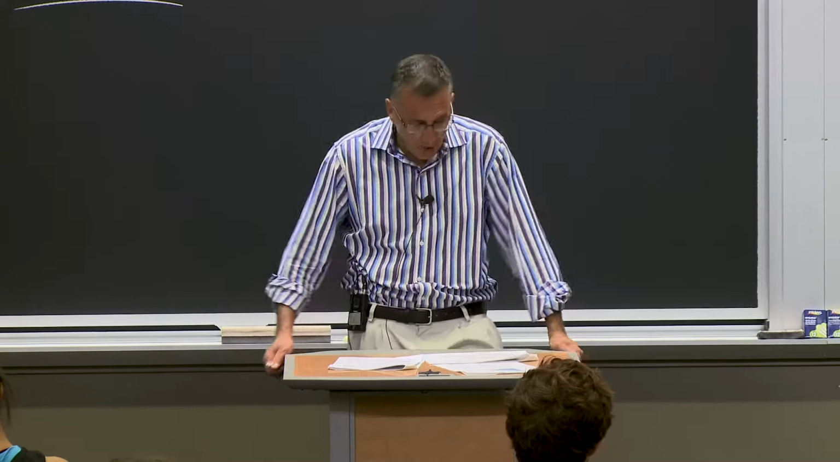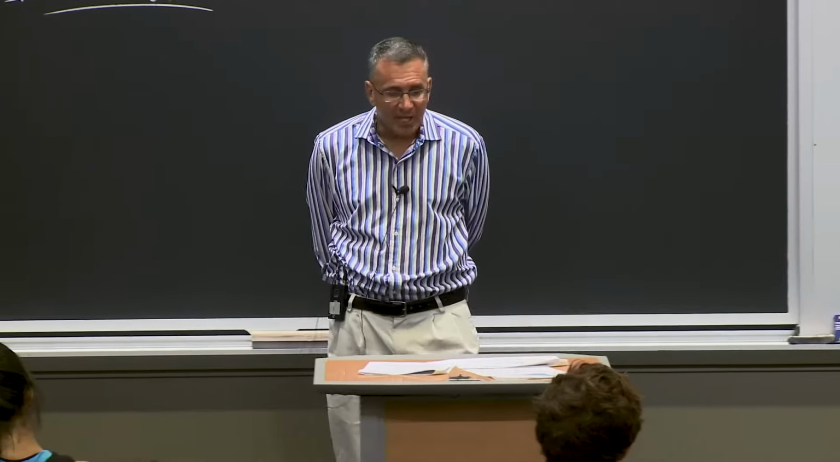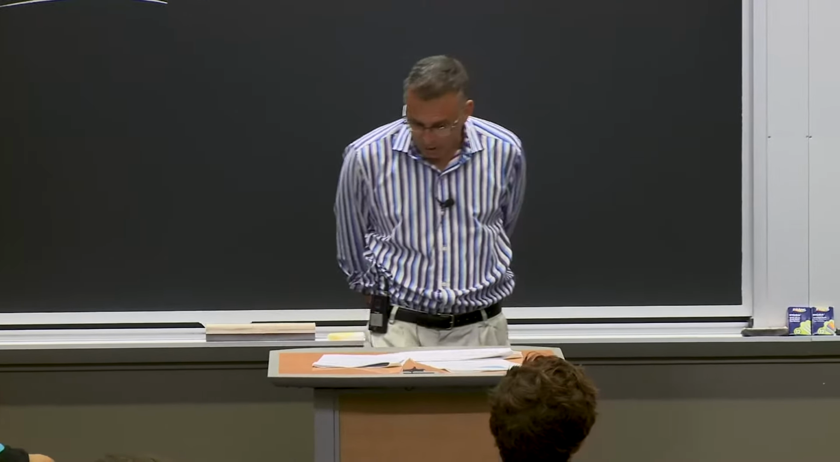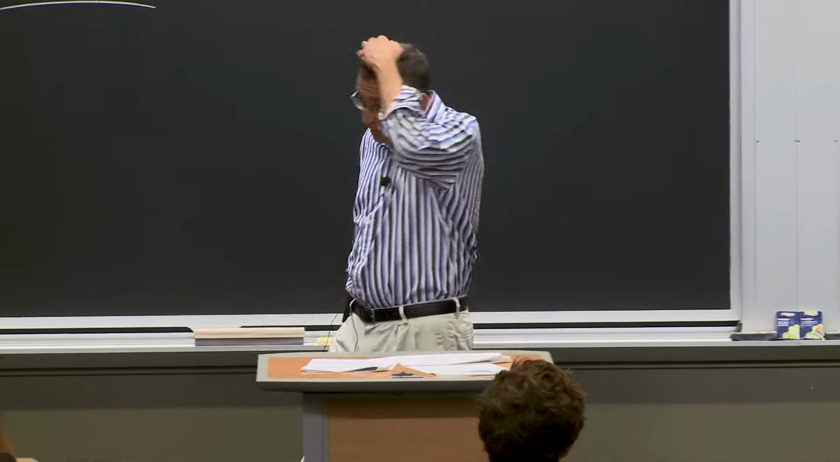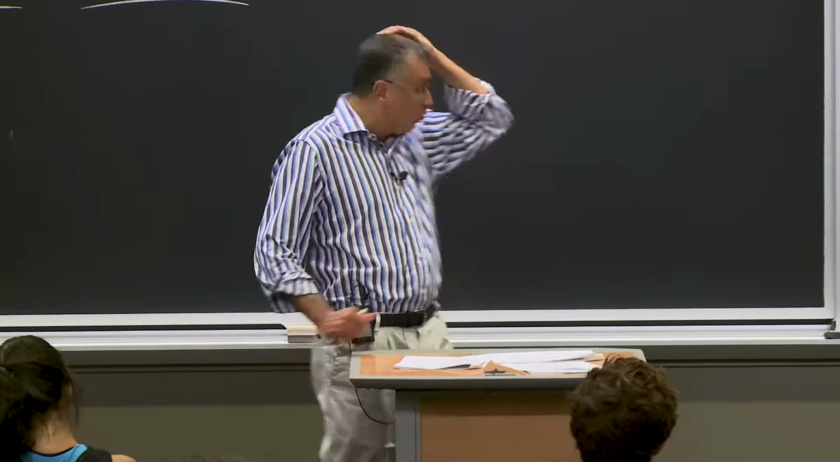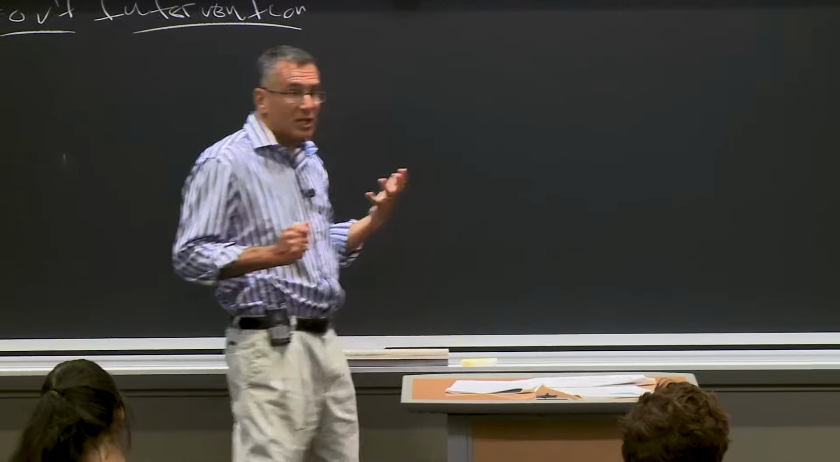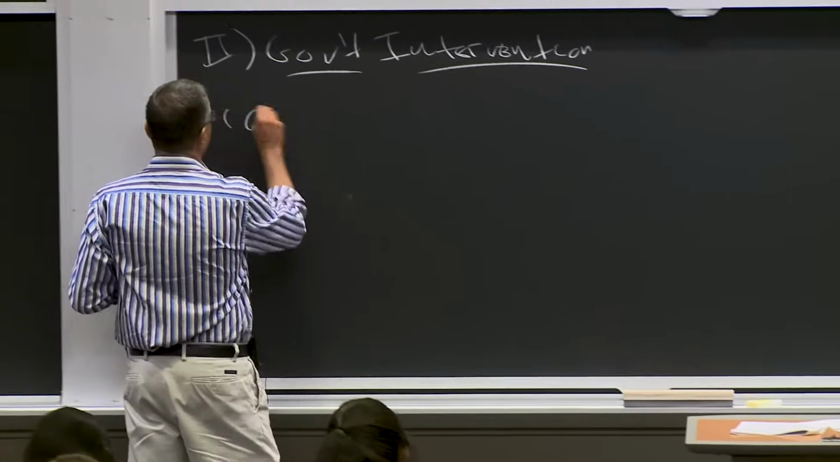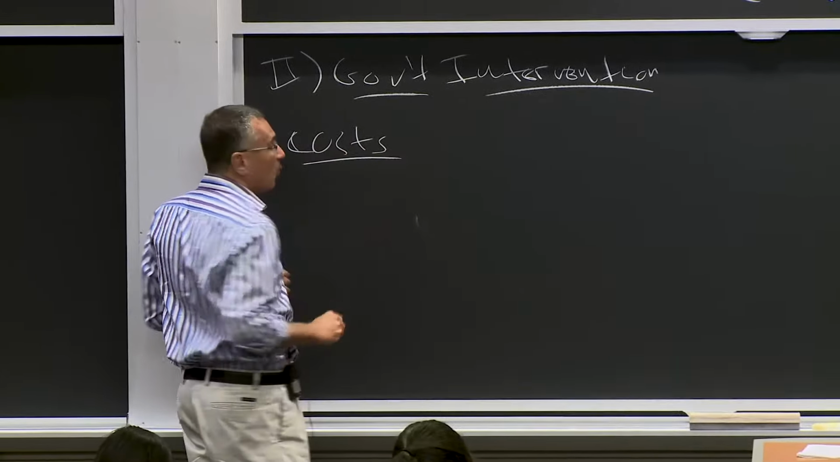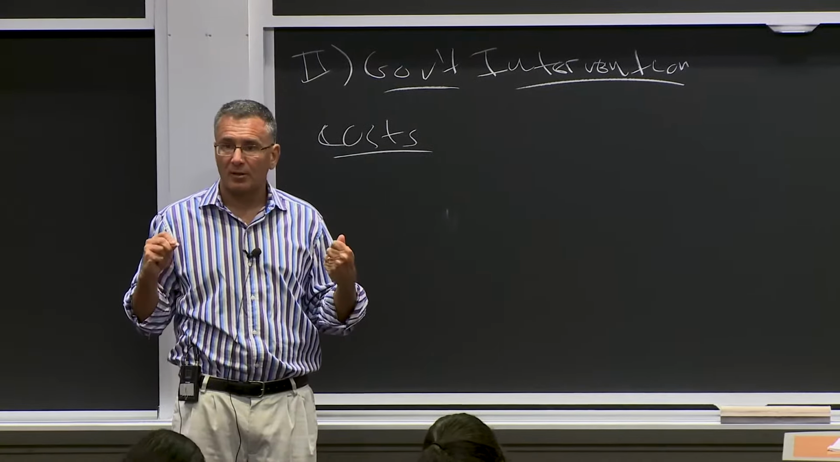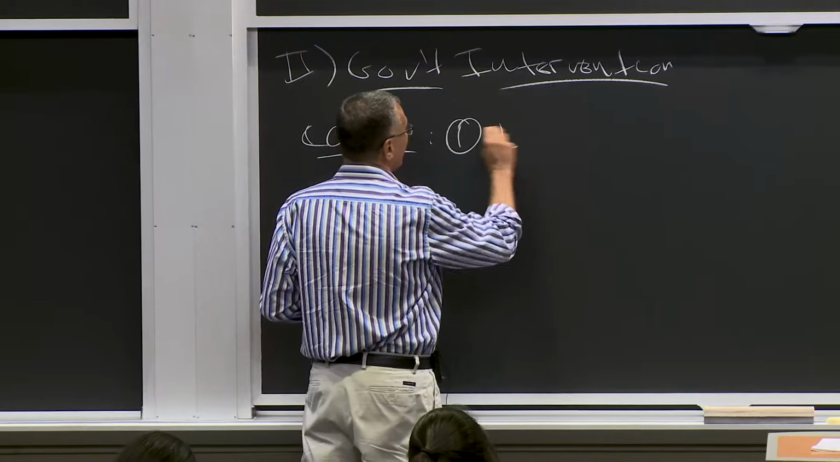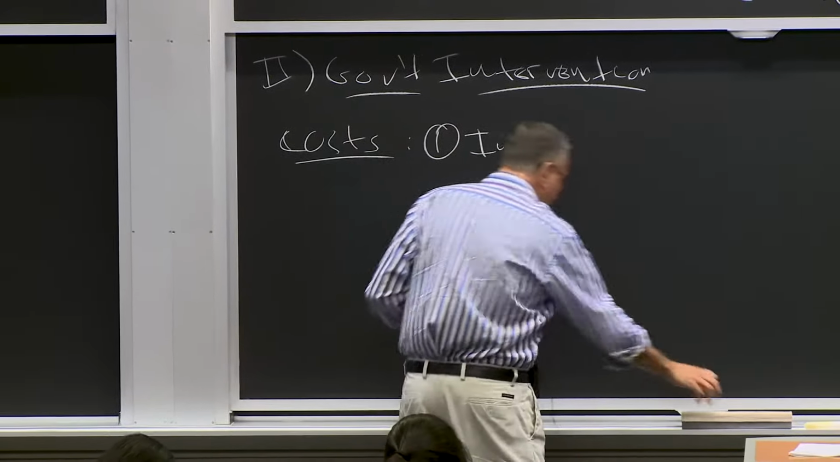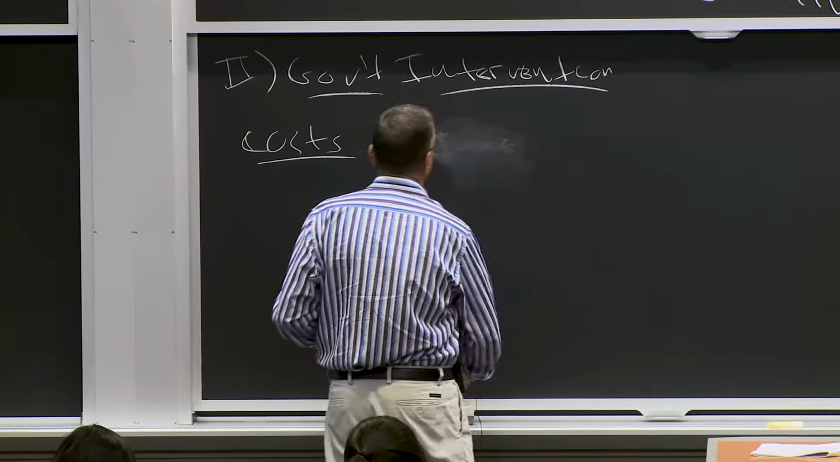Okay? So they regulate price, and what they've done is they've created a deadweight loss. So basically, if we think about it, what are the costs and benefits of government intervention? The costs of government intervention are twofold. What are the costs of this price ceiling? There are two costs. Cost one is you've created an inefficiency, you've created this deadweight loss.